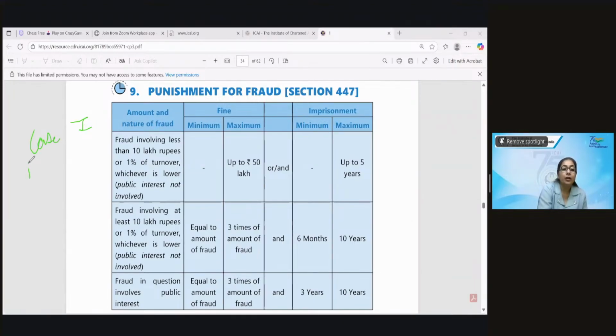If the turnover is 1 crore rupees, calculate the limit first. If the turnover is 1 crore rupees, calculate the limit. So 1 lakh or 10 lakh, whichever is less.